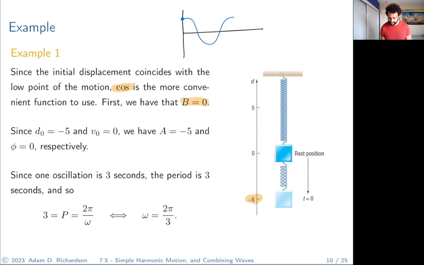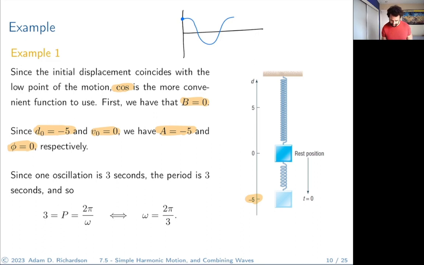Now, the other thing is we know right away that b is 0. So the rest position of the object is 0, and there's no vertical shift that we need to account for. Then we know that the initial displacement is -5, so that means the signed amplitude a is going to be -5. Also, we know the initial velocity is 0, so the phase shift is 0. When we pull the weight down and hold it, right before we release it, the velocity is 0. We don't have a phase shift, so phi is 0.